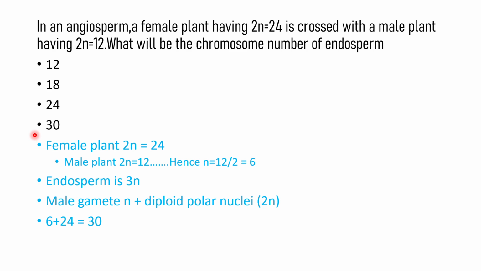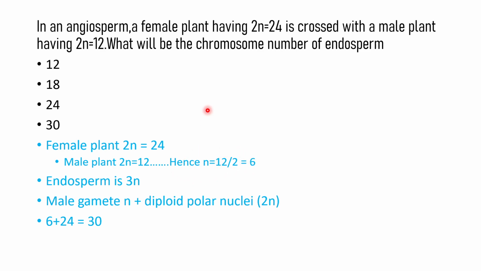Moving to the next question. In an angiosperm, a female plant having 2n equal to 24 is crossed with a male plant having 2n equal to 12. What will be the chromosome number of the endosperm? These are the options. Let us take the female plant, 2n is equal to 24, and the male plant, 2n is equal to 12. So if 2n is equal to 12 in the male plant, what will be n? n will be 12 divided by 2, nothing but 6.